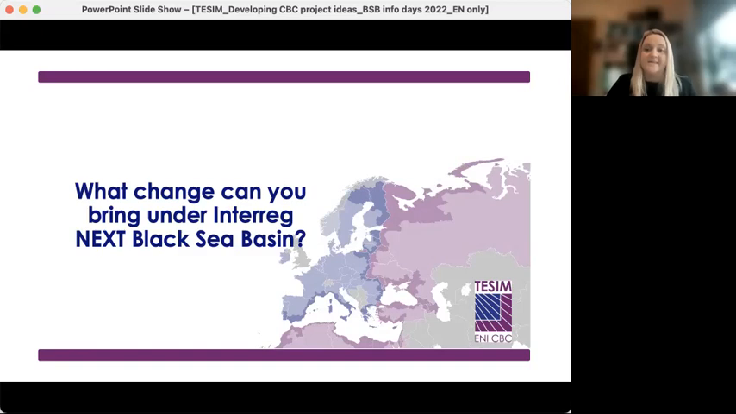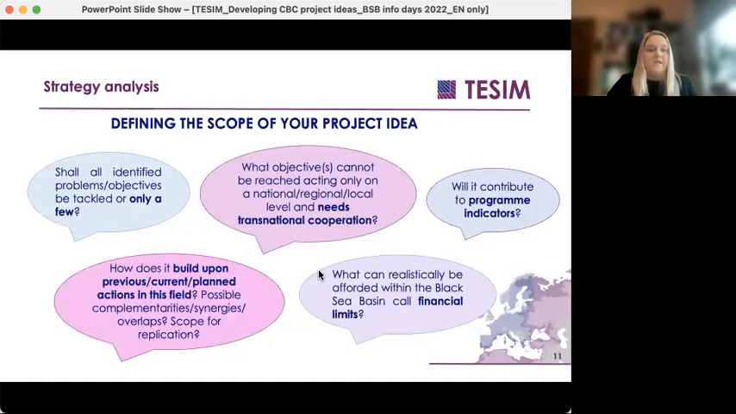In this step, in the next step, you define which of the objectives can be realistically achieved in the project. Most probably not everything that you listed as part of your objective tree can be solved within the Interreg NEXT Black Sea Basin program, not to speak about only one project that you are preparing. So the objective analysis carried out in the previous step provided an overview of the positive future scenarios of the situation that you want to address with your project.